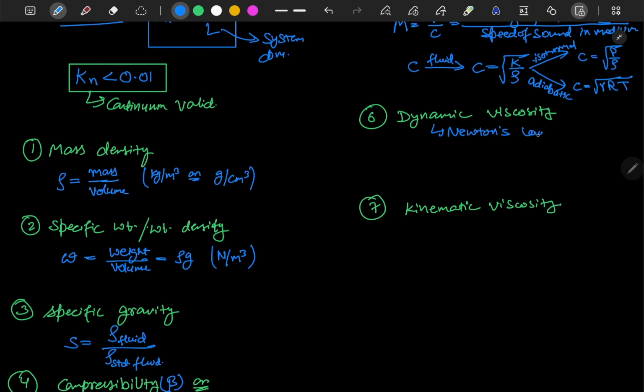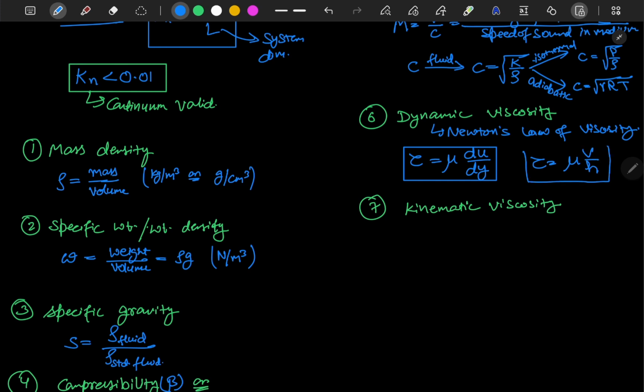Newton's law of viscosity states that your shear stress is directly proportional to your rate of strain, and is given by tau = mu du/dy. In case of linearization, if you want to linearize the solution, we can write tau is equal to mu V by H. This linearization is generally done only when your film thickness H is very small.